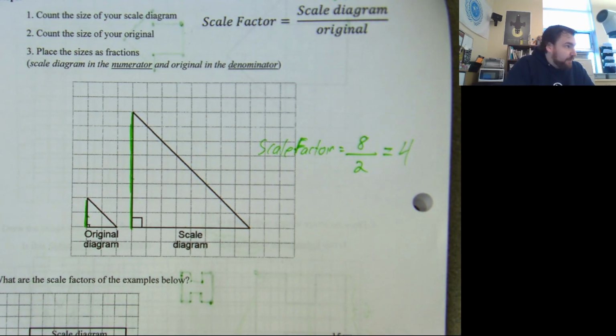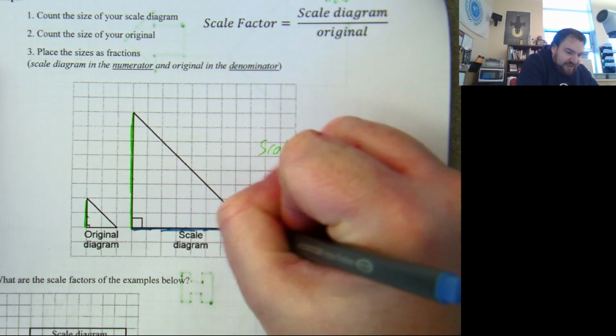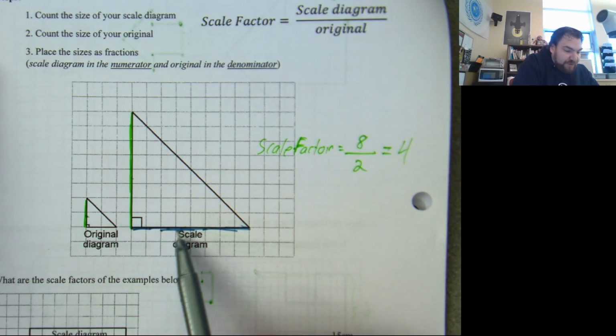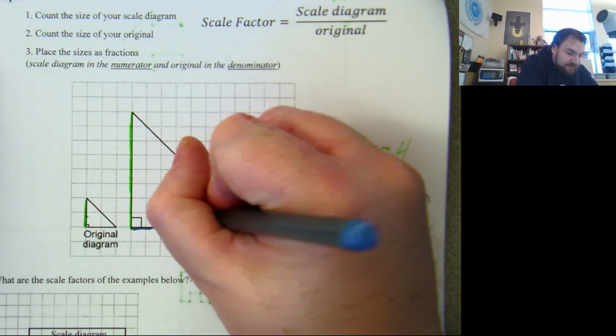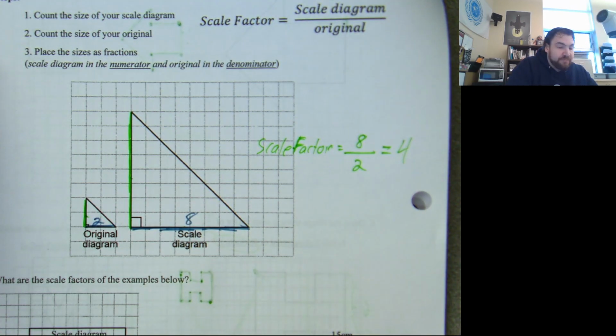We could do the same thing with the other two sides. We can take a look at the bottom here. This guy down here is 1, 2, 3, 4, 5, 6, 7, 8. This guy down here in the original is also 2.